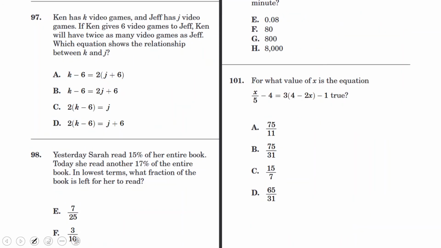Next, Ken has K videos and Jeff has J videos. If Ken gives 6 videos to Jeff, so Jeff has J plus 6. Ken has twice as many videos. Okay, so that's times 2. K minus 6 is equal to A.